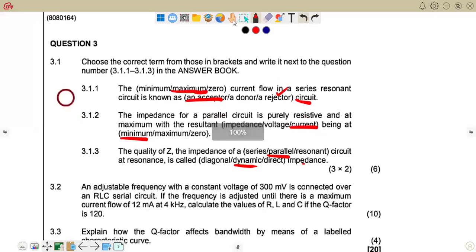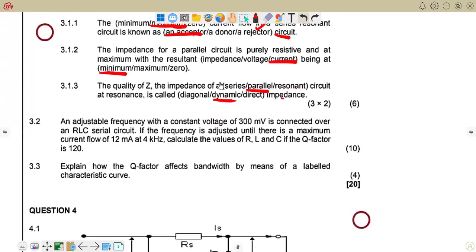Let's go to 3.2. 3.2 is saying an adjustable frequency with a constant voltage of 300 millivolts is connected over an RLC series circuit. If the frequency is adjusted until there is a maximum current flow of 12 milliamperes at 4 kilohertz, calculate the value of R, L and C if the Q factor is 120.